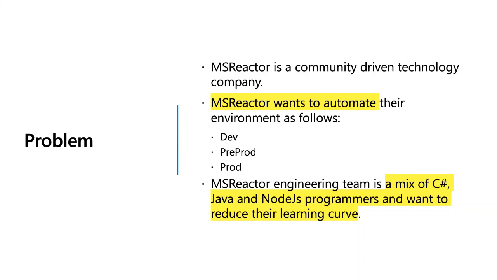So let's say MS Reactor is a community-driven technology company, and they want to automate their environment as follows. This is something very common across all software companies. You normally have stages. So here I'm just using conventional staging names: dev, pre-prod, and prod.